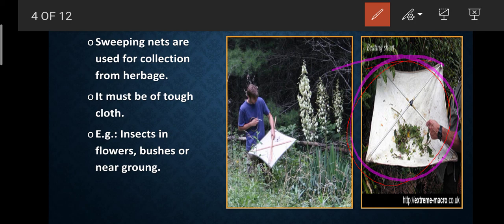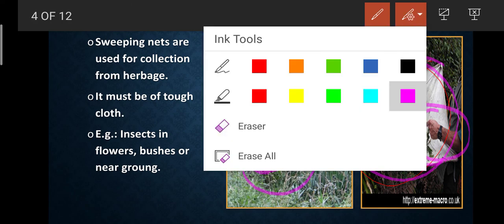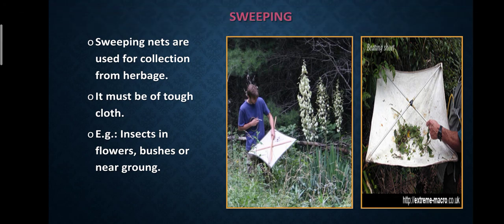This sweeping net can be used in herbage or along bushes. In the area where bushes are there, insects can be collected by using this sweeping net. These sweeping nets have 50 to 60 centimeter depth, and a strong handle is there to hold the net. You can observe it clearly in this picture. Insects which prefer to live in flowers, bushes, or certain bushy areas can be collected by these sweeping nets.